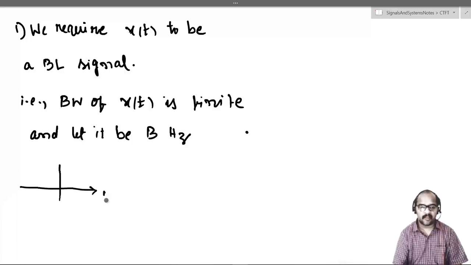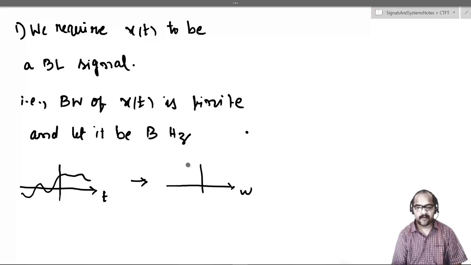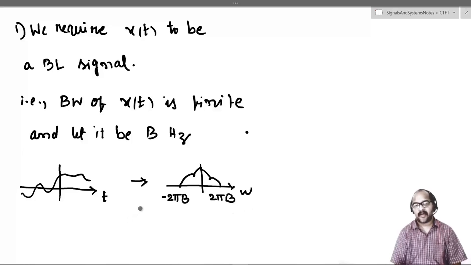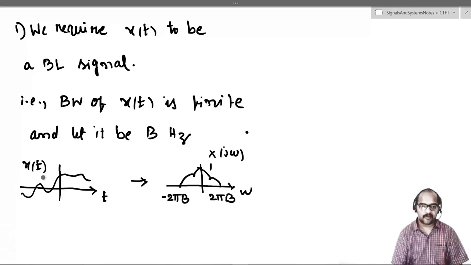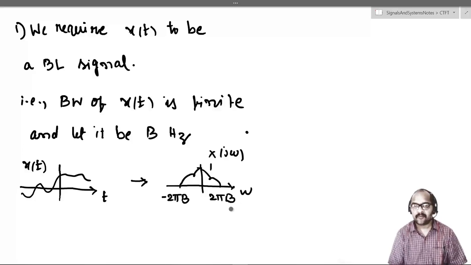Our original signal x of t, let's say it is something like this. And this signal's Fourier transform should exist only from where to where, according to our notation? We don't care about the shape, but it should have finite bandwidth, and hence the Fourier transform should exist from minus 2 pi B to plus 2 pi B. Corresponding amplitude, let us take it to be 1. So this is our x of t, and this is our x of j omega. Our signal x of t is a band limited signal with a finite bandwidth B.